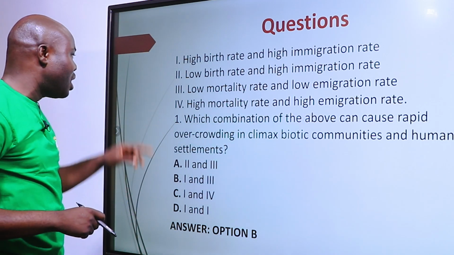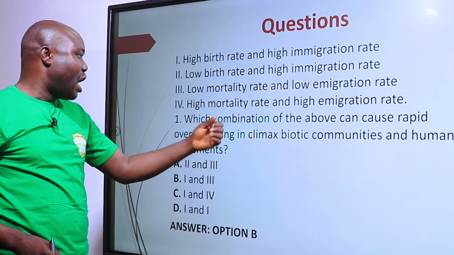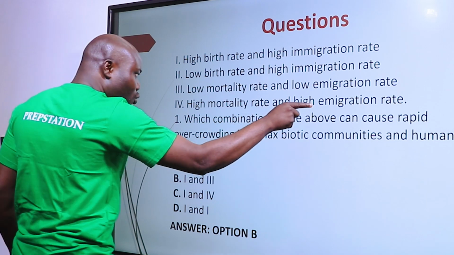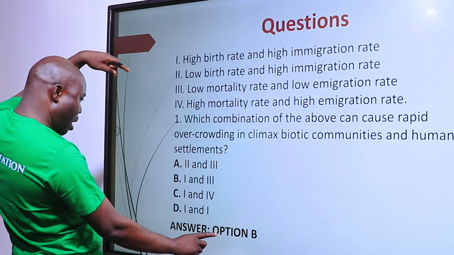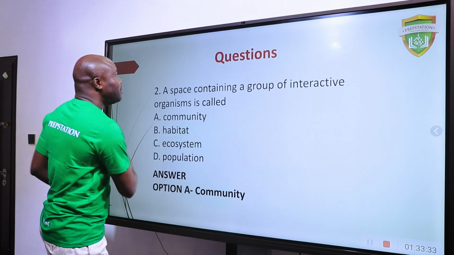Let's look at the fourth one. High mortality rate. That means they are dying at a very fast rate. And high emigration. That means they are also leaving at a fast rate. So this one will negate the first point. So we have only 1 and 3. Our option is option B, which is 1 and 3. So we are correct. Let's move to the next one.